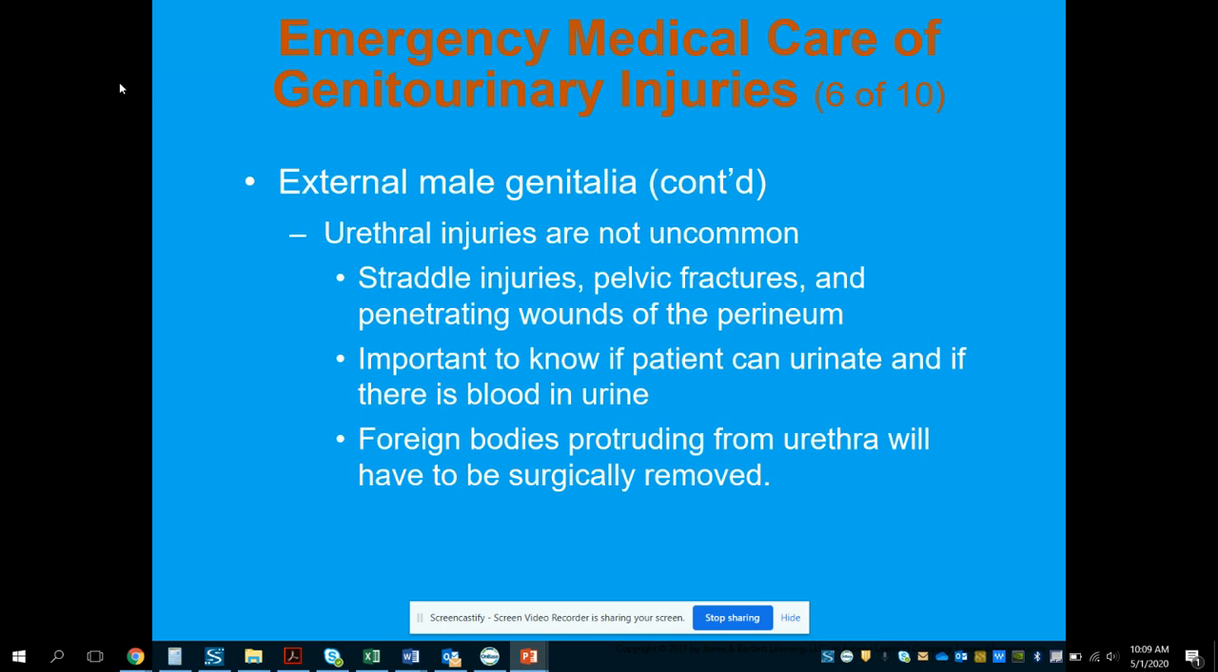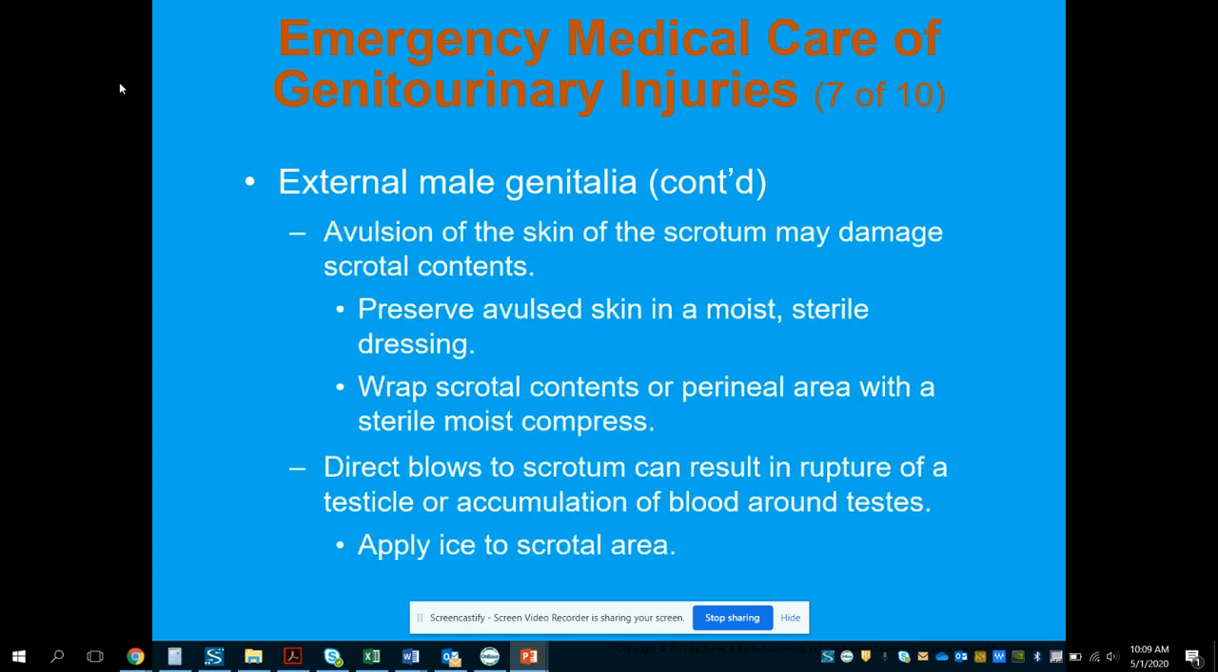Urethral injuries are not uncommon for the male patient. So straddle injuries, pelvic fractures, penetrating wounds of the perineum, all of these are potential causes. So we do want to ask if the patient can urinate, and if they can, if there is any blood in the urine. If there are any foreign bodies stuck in the urethra, they might need to be surgically removed. Avulsion of the skin of the scrotum may damage the scrotal content, so we do want to try to preserve those avulsed skin pieces as well, wrapping them in sterile moist compresses and placing them on a cool pack or ice to take them to the hospital.